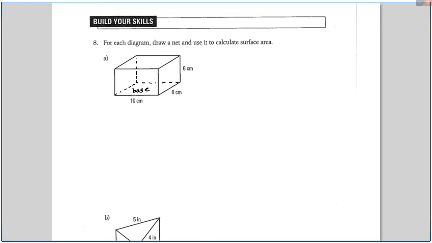Is it a square, rectangle, triangle, circle, parallelogram? What is it? Rectangle. Why is it a rectangle? Because the two lengths and the widths are equal.